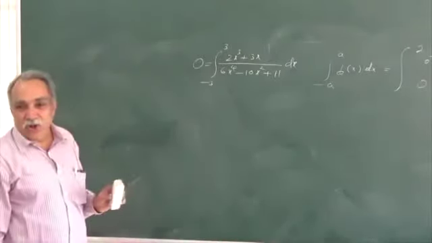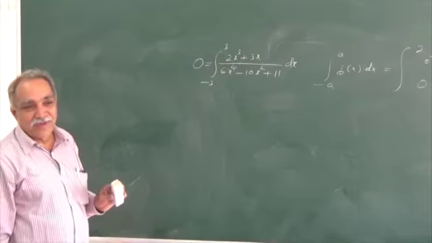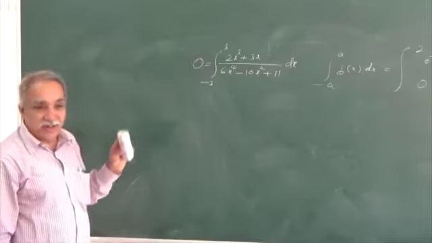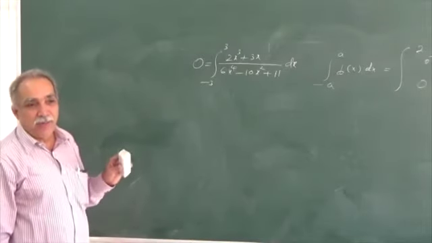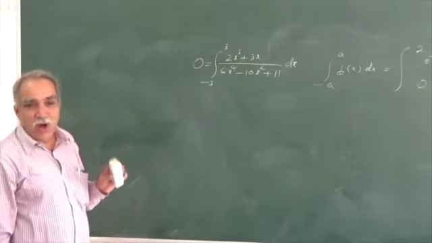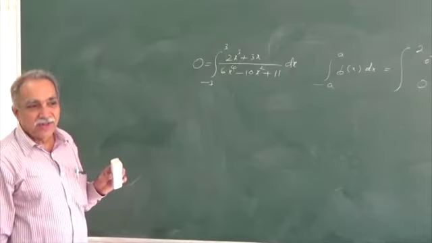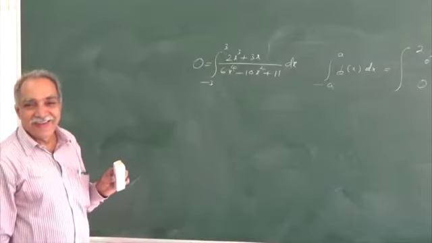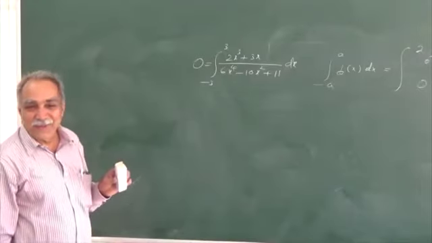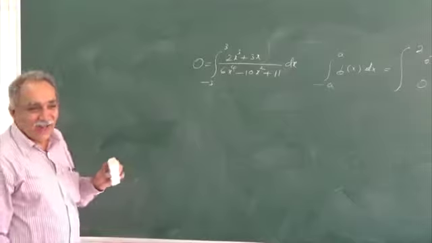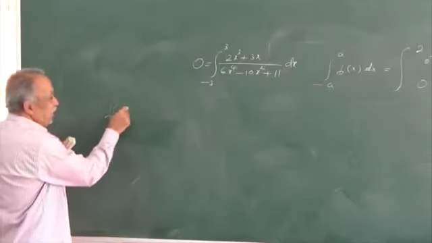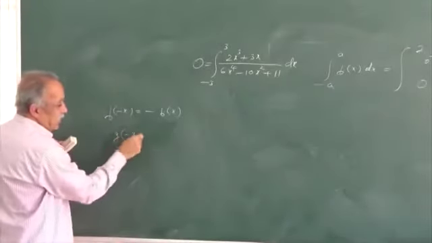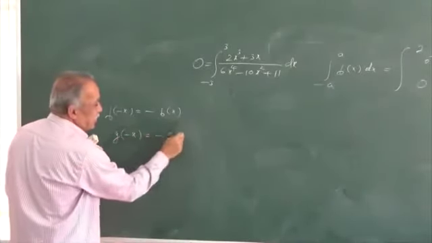Because the function is odd. Denominator is an even function, numerator is an odd function, odd divided by even is odd. Odd into odd is? F is a function which is odd. F of minus x is minus f of x. G is another odd function. G of minus x is minus g of x.